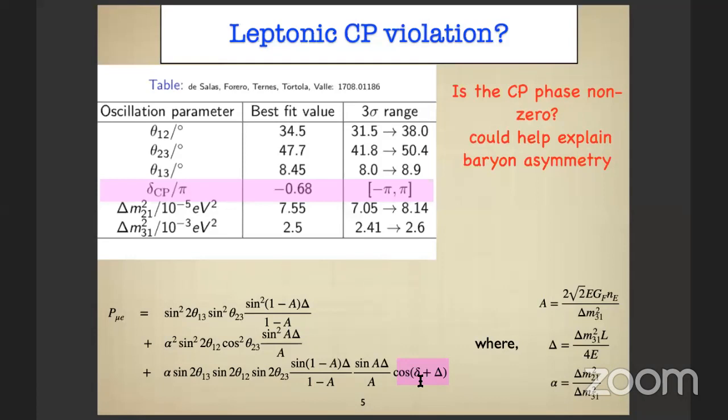And why is it so important? Because a leptonic CP violation, that means the value of delta CP different from 0 or pi, is a necessary ingredient to explain the observed matter-antimatter asymmetry in the universe. So I think we will learn more about this in the next talk of this series by Professor Yajnik.